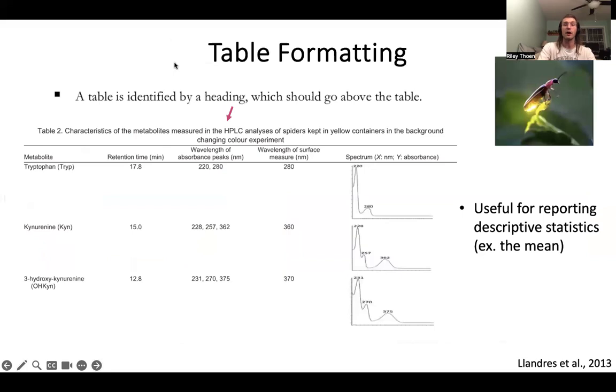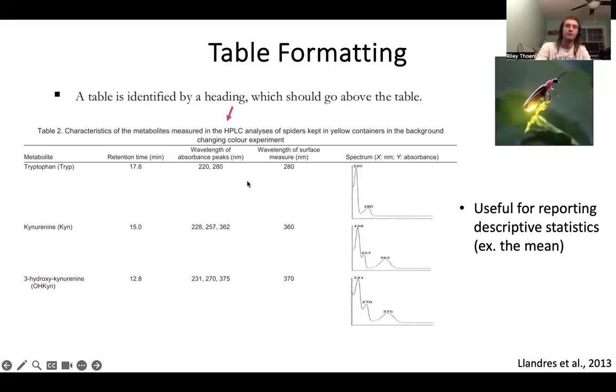Now, in addition to figures, we often include tables in our scientific papers. And usually we use tables to report the results of large statistical tests or any sort of descriptive statistics. In this table, they actually even put little figures in, which I think is awesome. And tables in general can have similar axes to figures, with columns as the various statistics you want to report and rows as different treatments or groups.